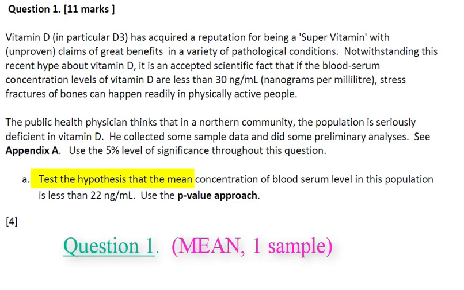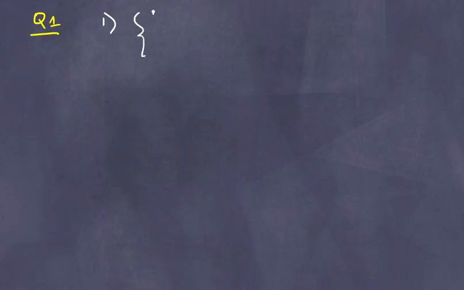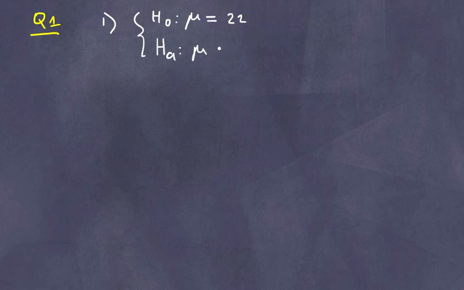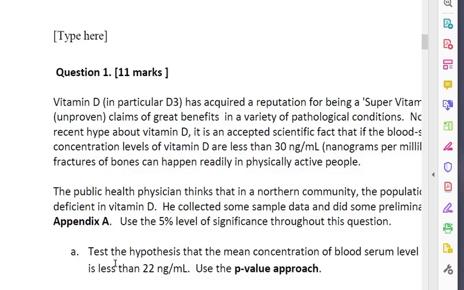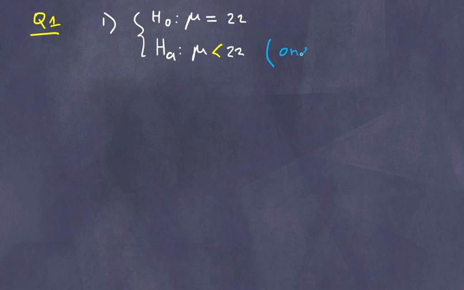Part A. Test the hypothesis that the mean concentration is less than 22. And we're using the p-value approach. So we have H0, the mean is 22, and HA, the mean is less than 22. So this test is one-sided.